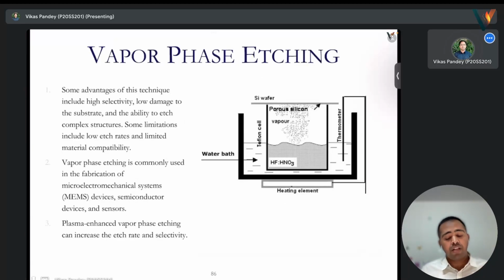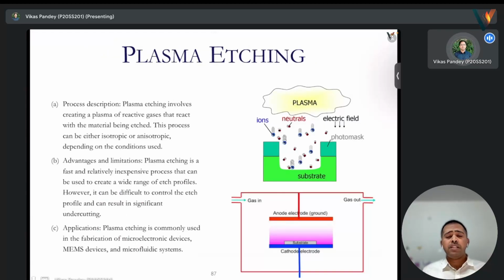In case of vapor phase etching, that is highly selective, with low damage to the substrate, and the ability to etch very complex MEMS structures. Commonly used in fabrication of MEMS devices, semiconductor devices, and sensors. It is much faster compared to other etching processes. Then plasma etching is very similar to supercritical cleaning, where it can go inside using plasma and then it is cleaned.